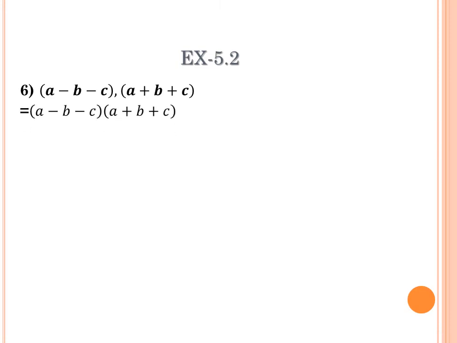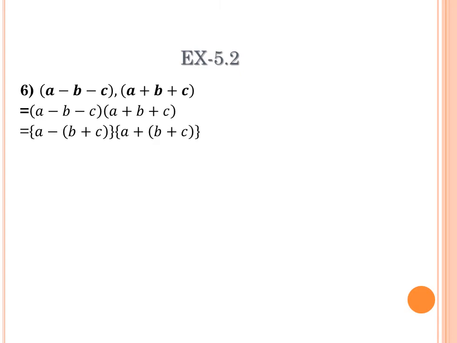You have to multiply (a − b − c)(a + b + c). If we take the first expression and take minus common, you can write a − (b + c) into a + (b + c). Then you can see in here a and a, the sign is the difference, and b + c and b + c are the same. That's why you can say (a − b)(a + b).